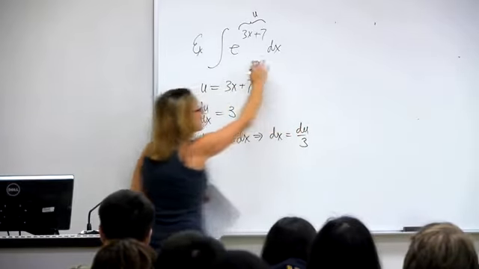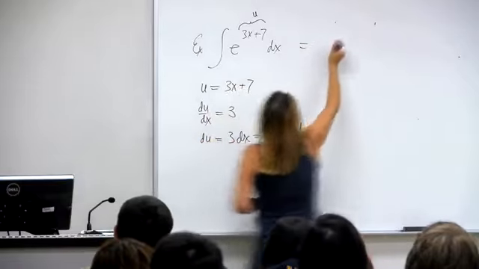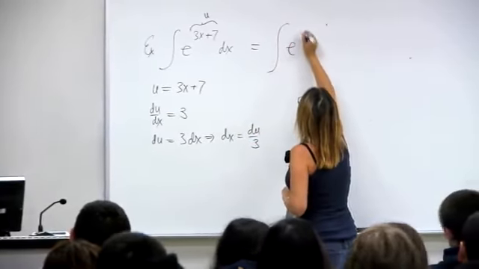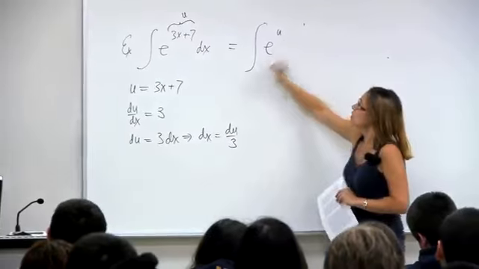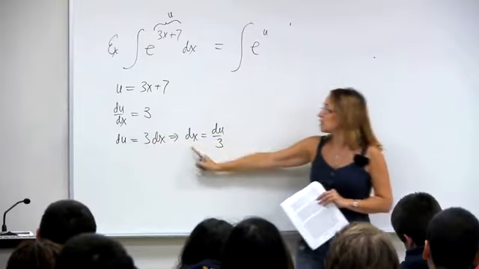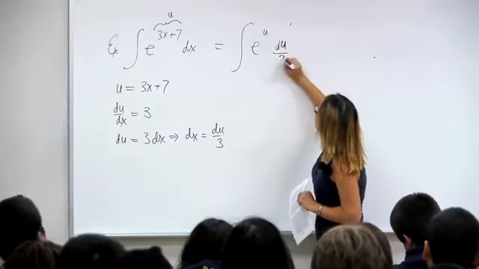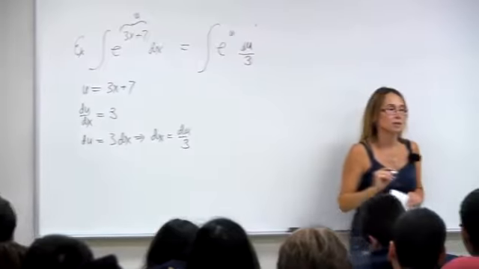We want to express everything in this integral in terms of u. So the first part is easy to express in terms of u. It's just e to the u. The second part is dx, and that's why when I differentiated, I solved for dx. So here I have du over 3. Questions?